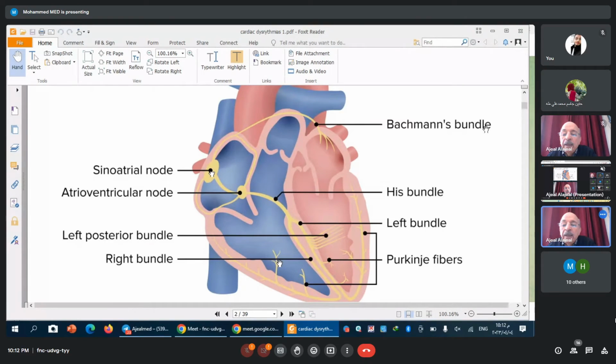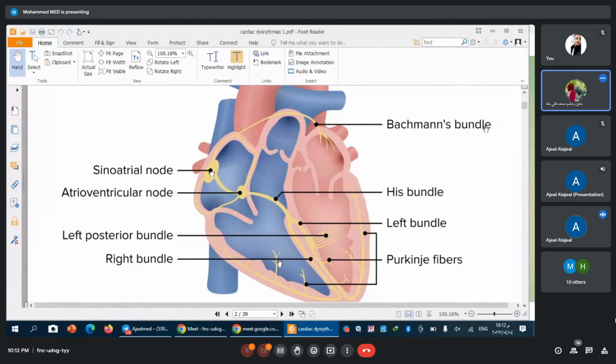Where do you ablate? Usually at the point around the root of the pulmonary artery. Around the pulmonary artery, and you ablate there.